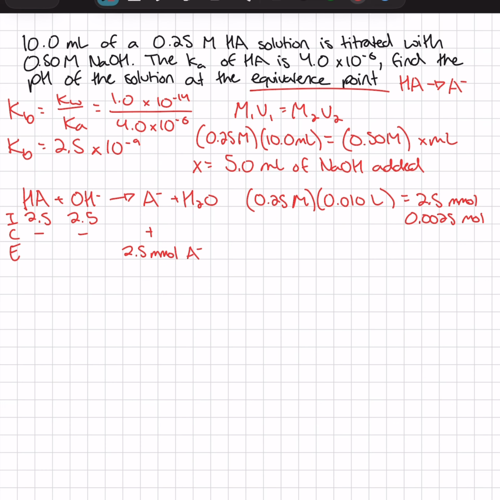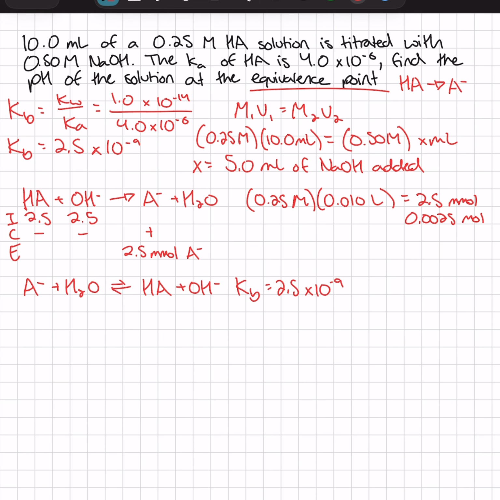And at this equilibrium, the new equation is A minus plus water, and it's producing HA and OH minus, and we can no longer use the Ka that we're given. We actually have to use the Kb since A minus is the conjugate base. I calculated the Kb above, and it's equal to 2.5 times 10 to the negative 9.